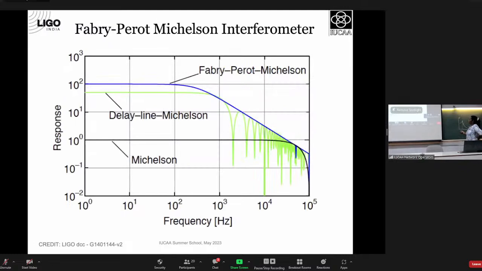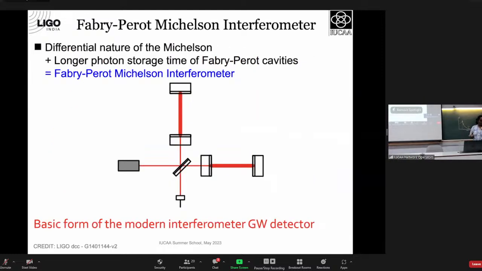So now this is how it would look. If I have a Fabry-Perot Michelson, then I have a delay line Michelson. The delay line comes because of the number of round trips. What you saw in a Fabry-Perot interferometer, if you tone it down, it will be a delay line interferometer. And then you have a Michelson that we talked about in the first slide. So what was a single Michelson has now become a Fabry-Perot interferometer. And this is the basic form of most of the gravitational wave detectors.